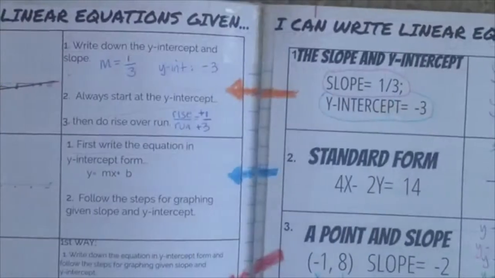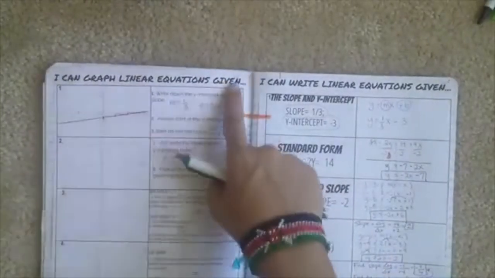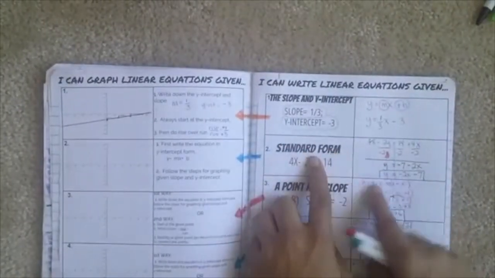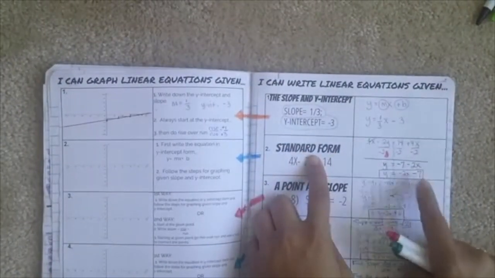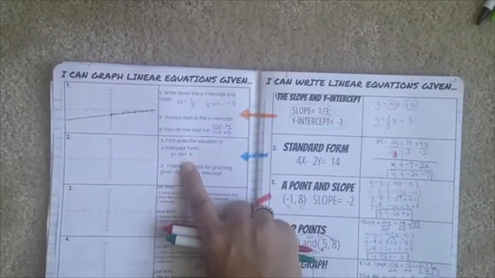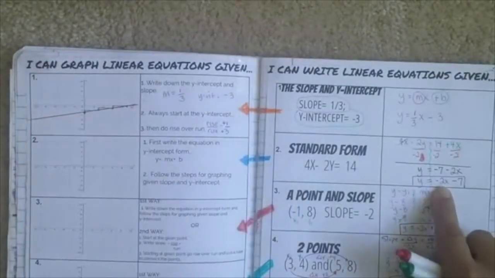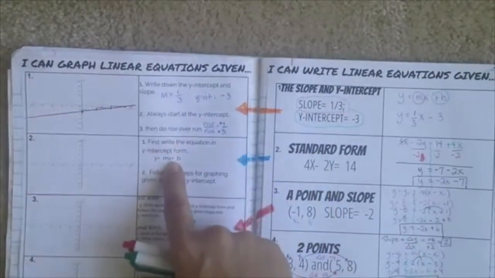Circle 1. Alright, so graphing equations in standard form. Okay, so I can graph linear equations given standard form. It's really simple. Again, easiest thing to do is get it into y equals mx plus b form. So y equals 2x minus 7 in this case. So first write it in that form and then follow the steps for graphing like we just did in the previous example. What steps are those?